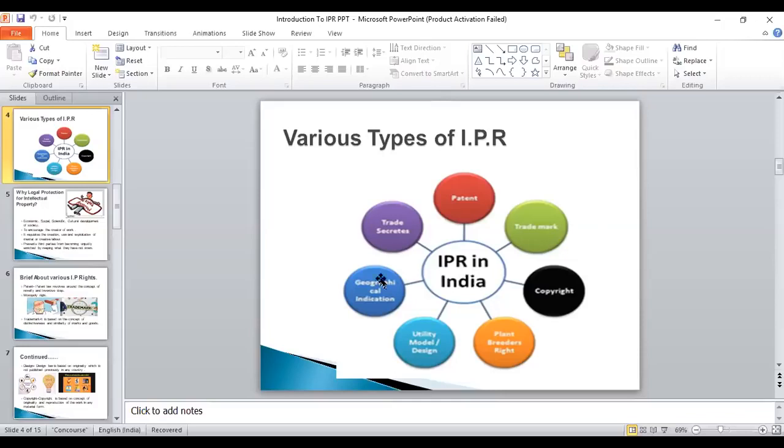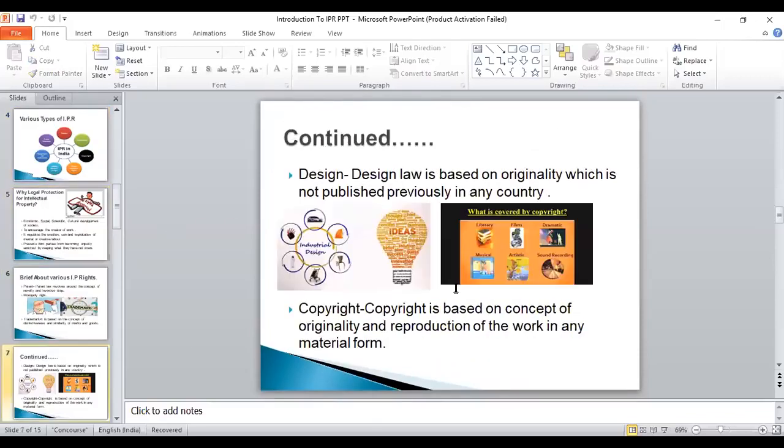Now moving ahead, we'll talk about copyright. What is actually copyright? Copyright is based on the concept of originality and reproduction of the work in any material form. What does copyright actually mean? Copyright is a legal means of protecting an author's work. Suppose I am an author writing a novel. Copyright is a legal means of protecting that work, which is my work. Many different types of content can be protected by copyright, for example books, poems, plays, songs, films and artwork, right? Copyright generally lasts for the entire life of a person plus 60 years.